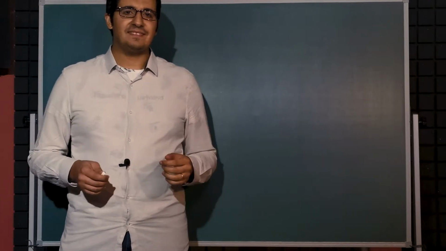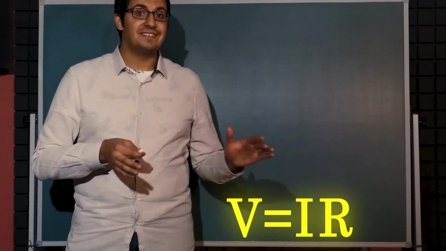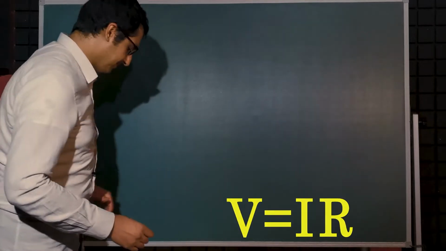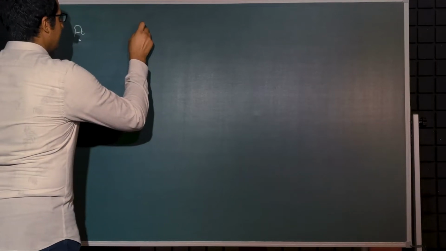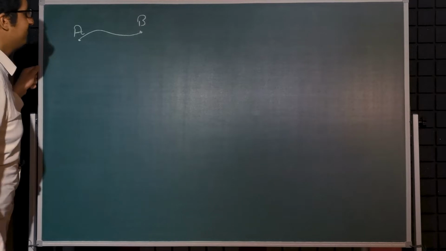In high school, there was a concept almost all of us know by heart. What was that? V = IR. That means V equals I times R. But what does that concept exactly tell us? Let us imagine a point A and a point B here, and the path connecting these two points.